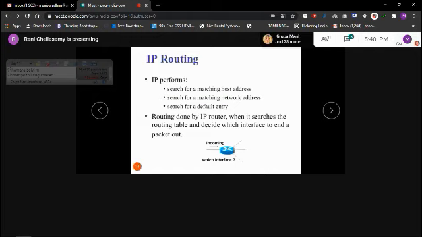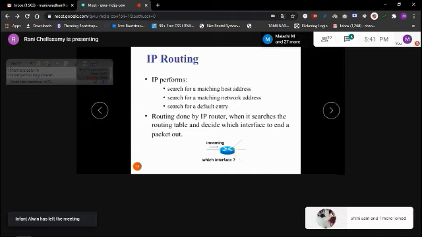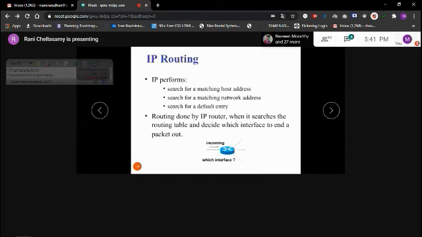So the routing table contains the following information. First, it will have the destination address. Next, the IP address of the next hop router. Then the network interface to be used, the subnet mask for the interface, and the distance to the destination. So this is the information that will be maintained in the routing table.